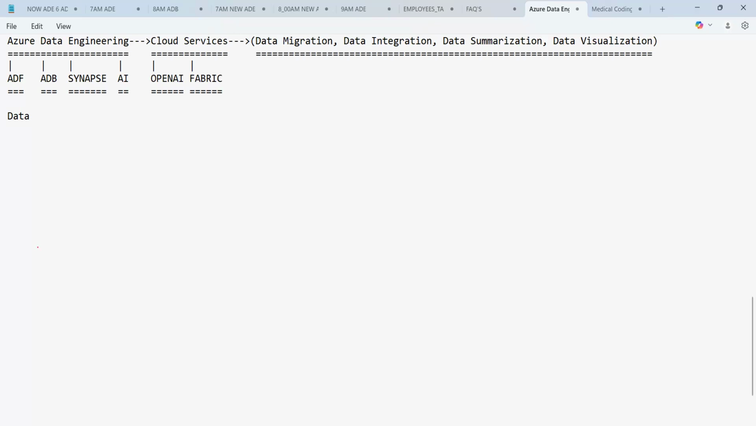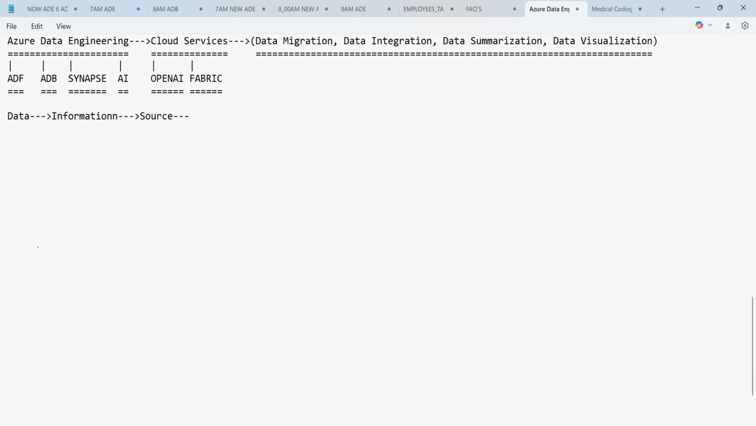We can say the following is called data. Data is nothing but information. And from where do we get this information, guys? We can get the data from the source of information.